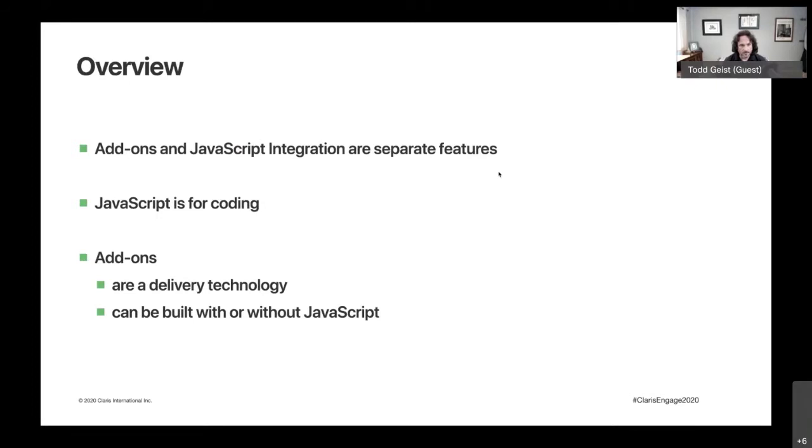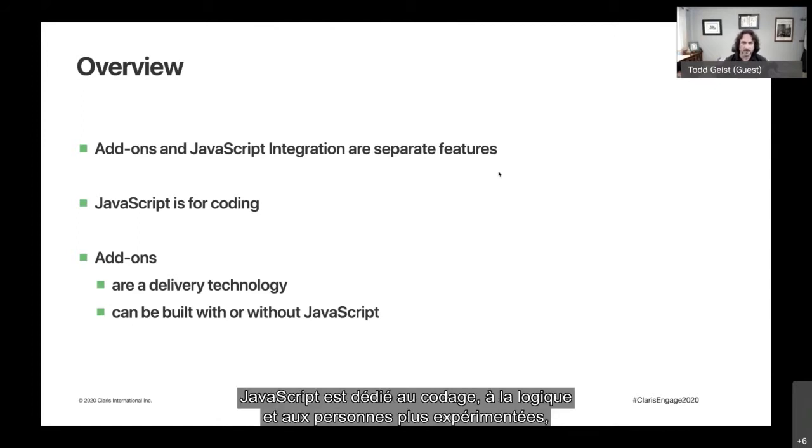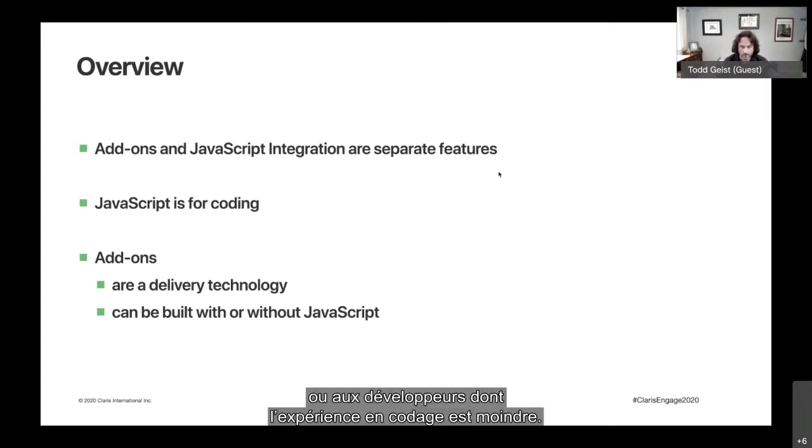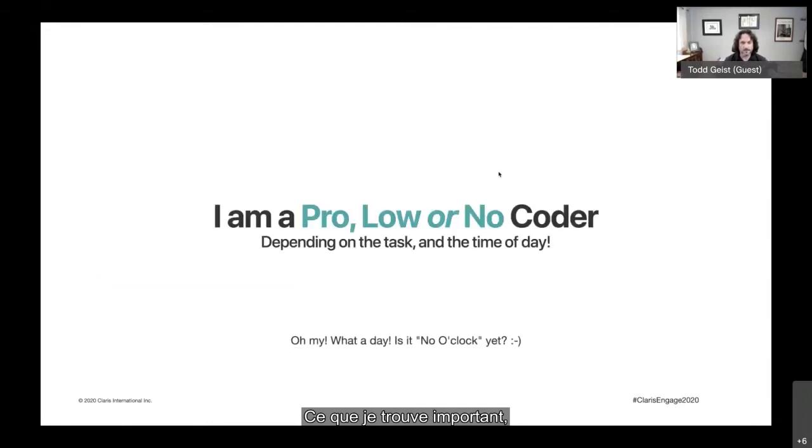So Robert already mentioned a lot of this, but I do think it's important to reiterate that add-ons and JavaScript are separate features. JavaScript is for coding and for logic and for that pro level, and add-ons are a way to deliver that down the chain to the low code or no code levels. But I think it's important to recognize that on any given day or any given time, I'm either a pro coder or a no coder, and that just depends on what I'm doing or what time of day it is.